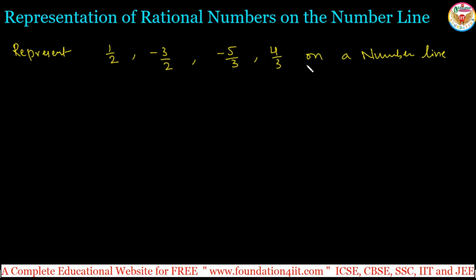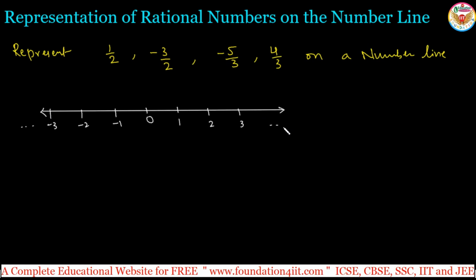So if you get questions like this to represent on the number line, first we need to know how to represent the integers on the number line, right? If you draw the line, first of all we need to mark 0 at the center. The right side is positive values 1, 2, 3 and so on, and the left side is minus 1, minus 2, minus 3 and so on, till infinity on both sides.